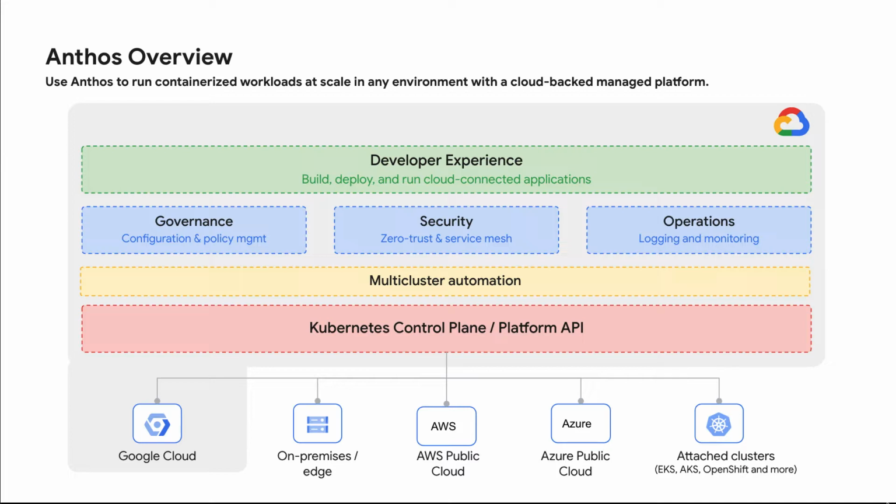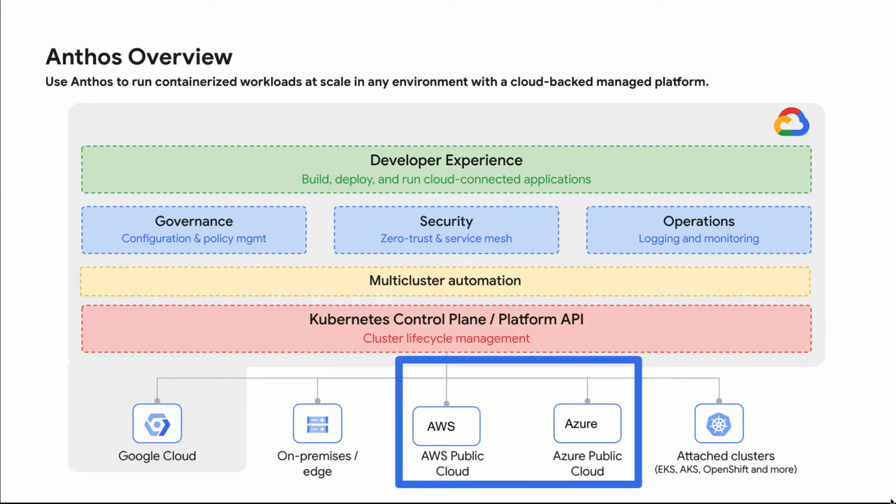Anthos also features a managed service mesh offering to connect, manage, and secure your VMs and containers. Google Cloud Logging and Cloud Monitoring provide an integrated logging and monitoring service for the containers, services, and applications. And on top of everything, Anthos provides developers with a rich set of tools such as Google Cloud Build and Cloud Deploy for a smooth modern application development experience.